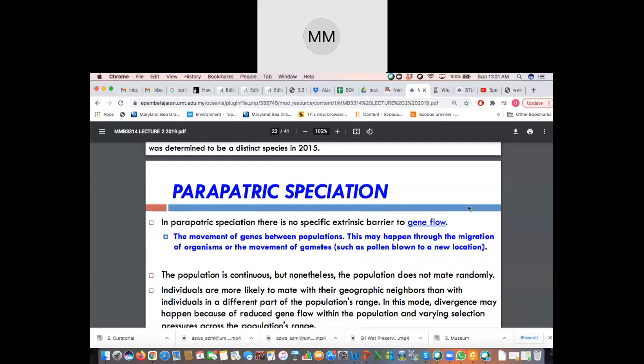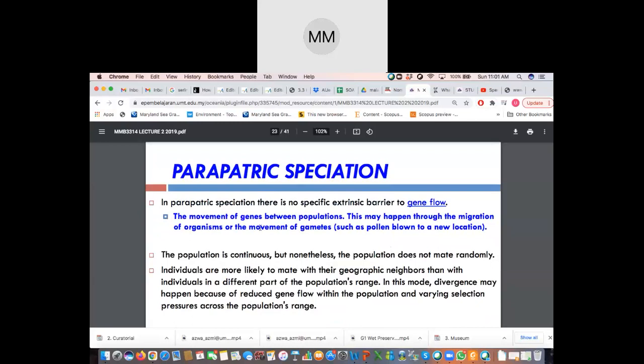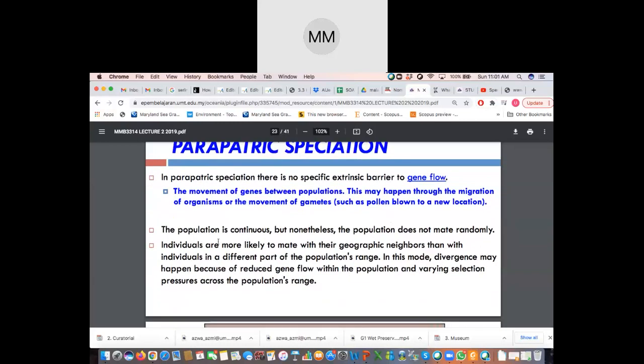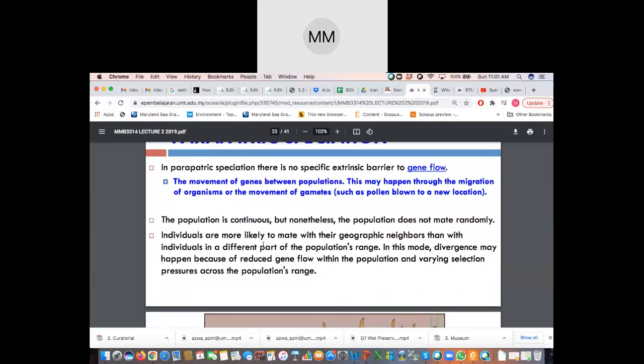So now we have Parapatric Speciation. In Parapatric Speciation, there is no specific intrinsic barrier to gene flow. The movement of genes between populations may happen through migration of organisms or the movement of gametes. So the population is continuous, but nonetheless, the population does not mate randomly. Individuals are more likely to mate with their geographic neighbors than with individuals in a different part of a population range. In this mode, divergence may happen because of reduced gene flow within the population and varying selection pressures across the population range.